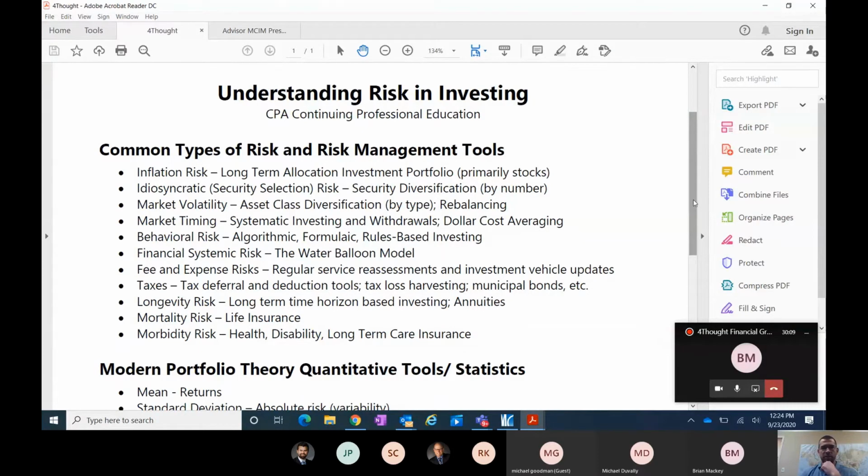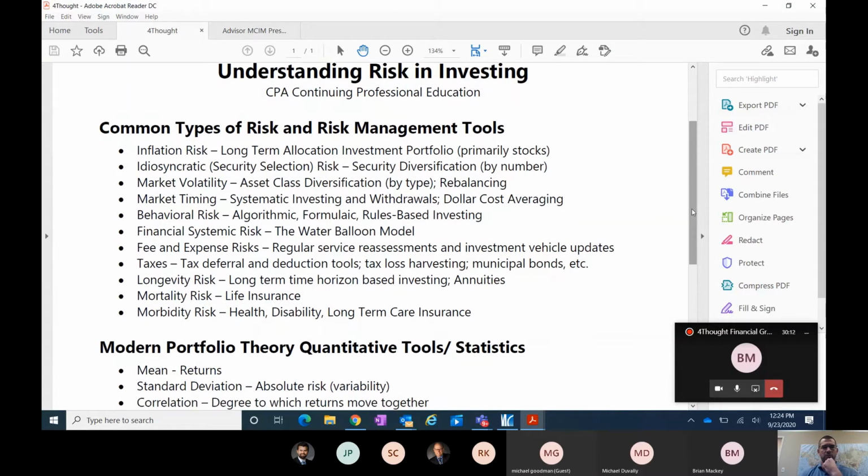Fee and expense risks. Fee and expense risks are risks to the extent that people don't know about them. They didn't know they exist at all, or they don't know how much they're paying, when it comes to the costs for the management and maintenance of a portfolio.